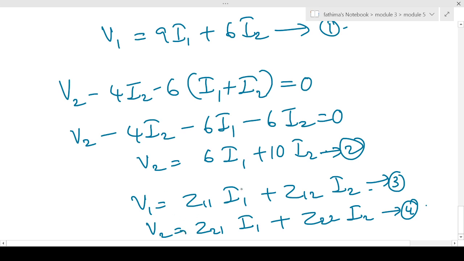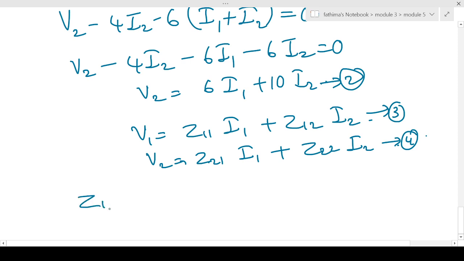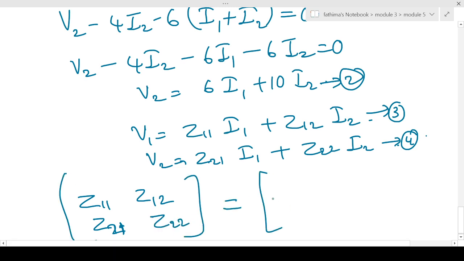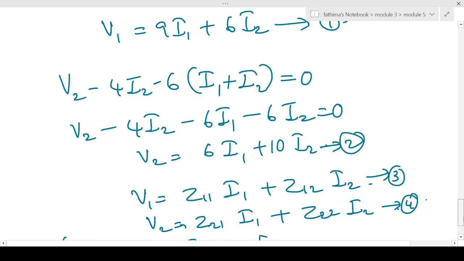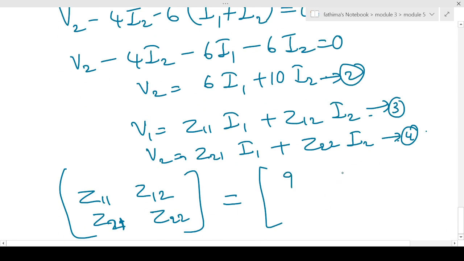And if we compare equations 2 and 4, we can see that V2 is equal to 6I1 plus 10I2. That is, V2 is equal to Z21I1 plus Z22I2. So comparing these two, we will get Z21 is equal to 6 ohm and Z22 is equal to 10 ohm. So we can write the Z parameters Z11, Z12, Z21, Z22 as 9, 6, 6, 10. So these are the two methods of solving this Z parameter problem. Thank you.